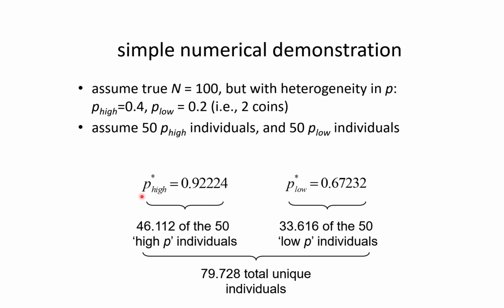Okay, so for the high encounter probability individuals, we would then expect 46.112 of those individuals to be encountered at least once. For the low probability of encounter individuals, we would expect 33.616 of the 50 individuals to be encountered. So 46.112 plus 33.616 is 79.728. So if we go out there and look at this population, we would expect 79.728 total unique individuals. In other words, M at T plus 1, which was introduced in the last lecture, would be 79.728. That's our expected value.